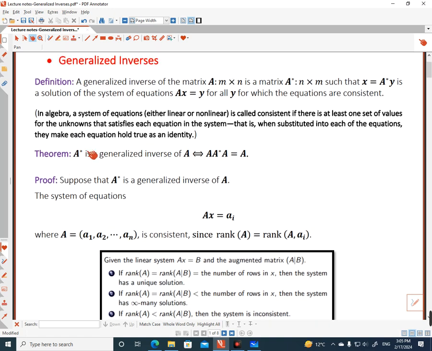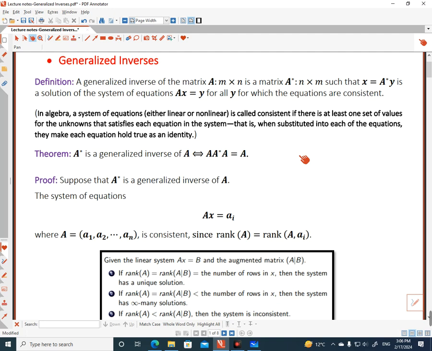So we have this theorem. If I have such a system of equations, how can I find a generalized inverse? And what is actually a generalized inverse by means of linear algebra? In this theorem, we show that A star is a generalized inverse of A if and only if A multiplied by A star multiplied by A is equal to A.